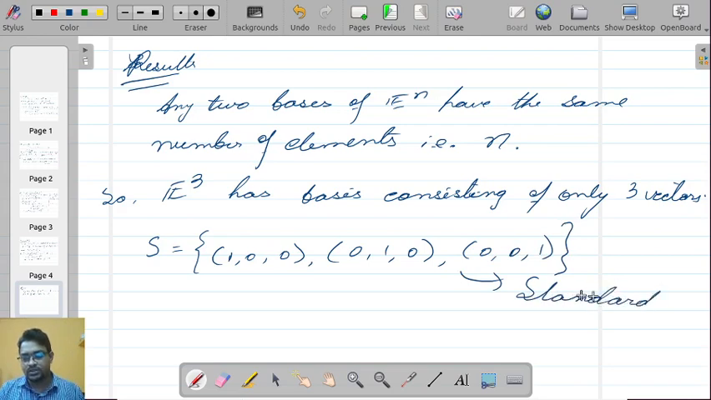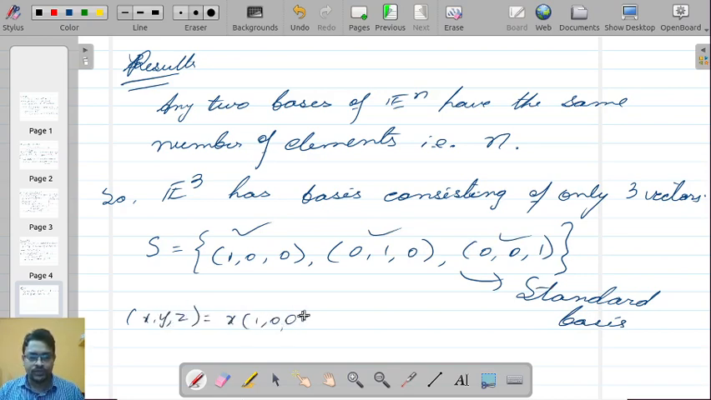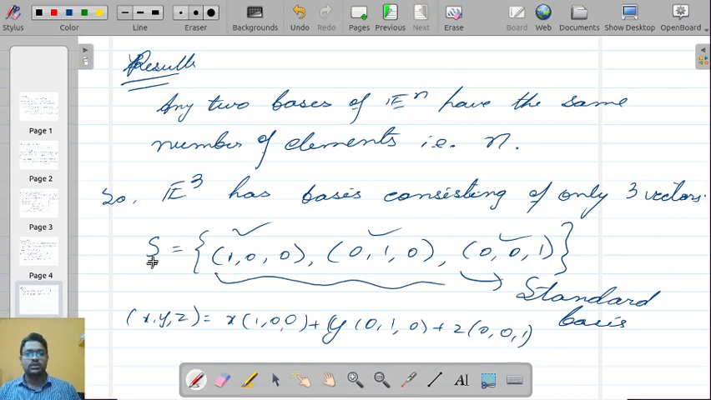Standard basis means it's very easy to verify that it's a basis, because these vectors are linearly independent, and any element in E cube can be written as x times (1,0,0) plus y times (0,1,0) plus z times (0,0,1). So any element of E cube is a linear combination of these elements, so S is a basis of E cube.